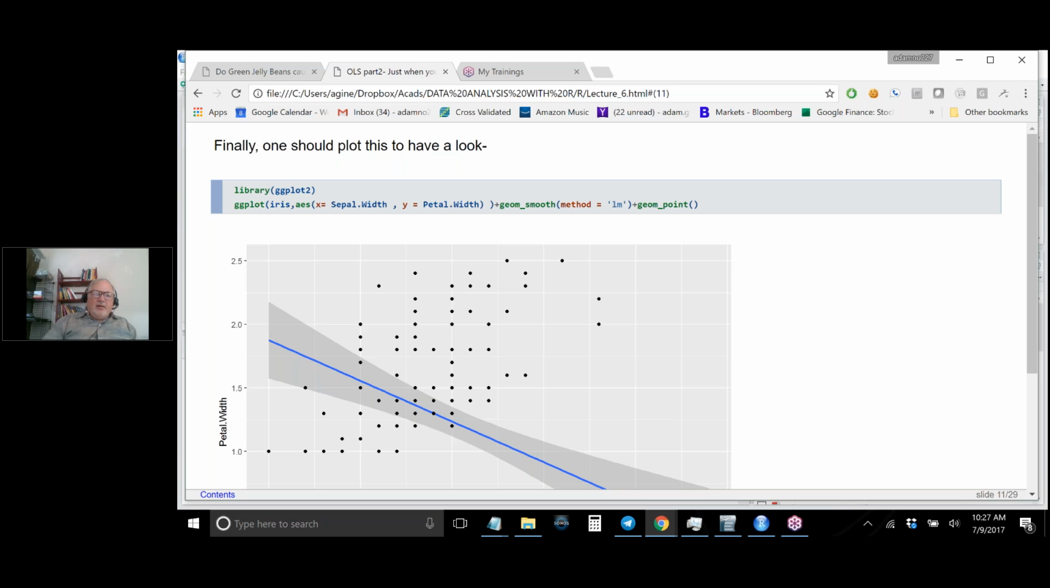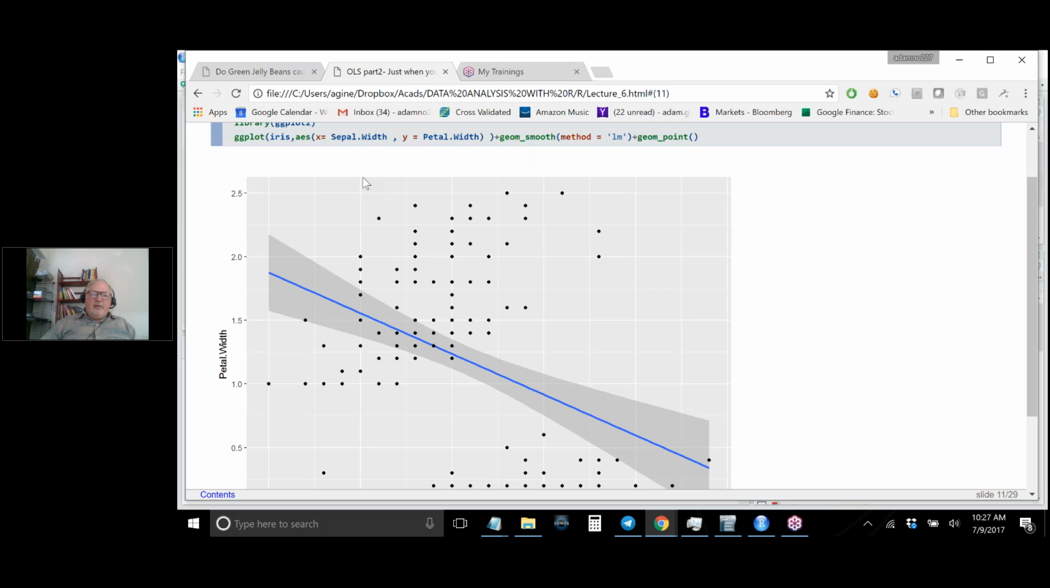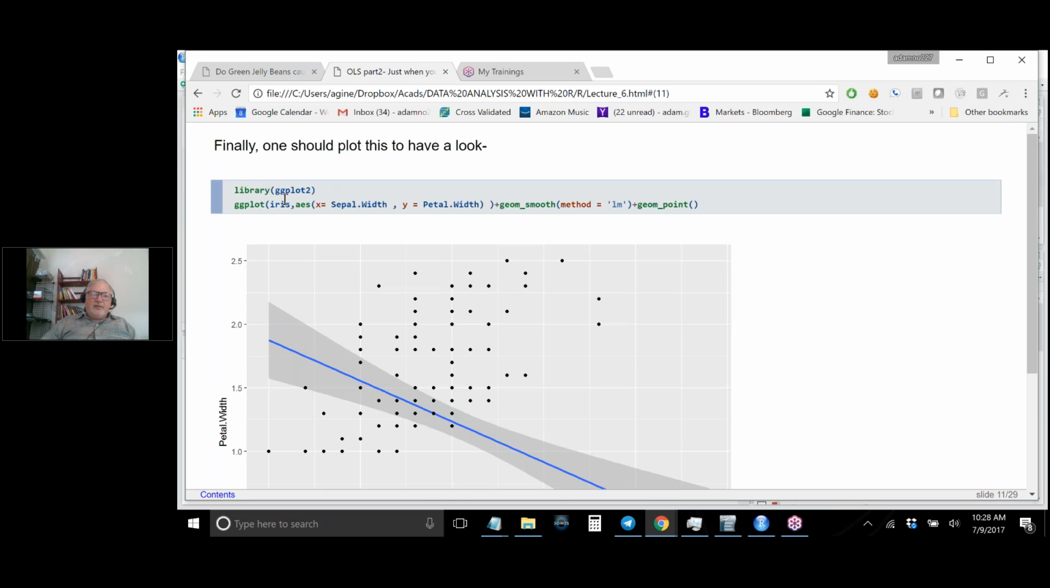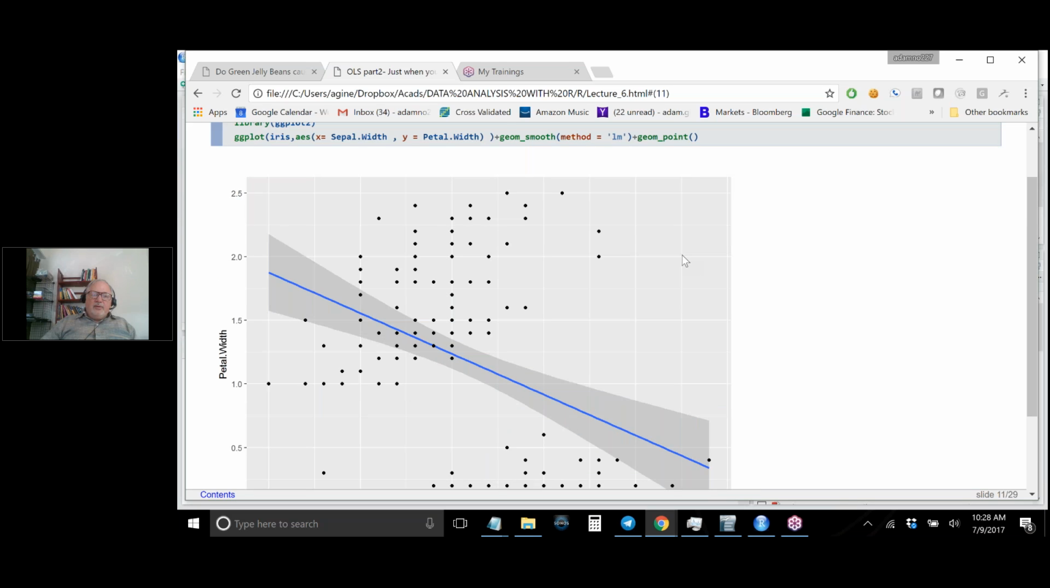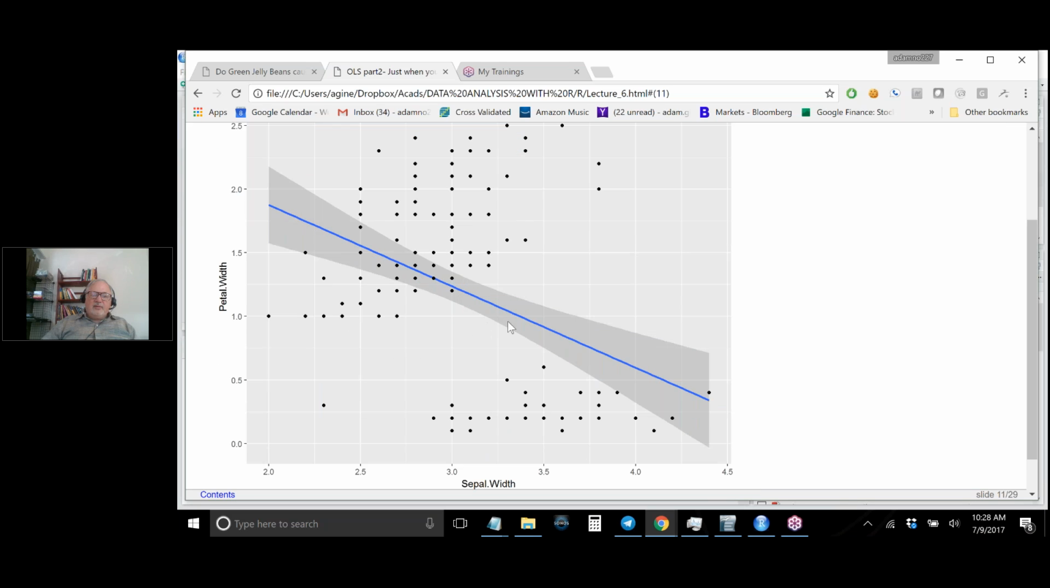One should always have a look at the data, and you can do this by taking a plot. I think once you get into this stuff, ggplot is much easier. So I load ggplot, and I tell ggplot that my data is iris, and I'm going to use x to be the sepal length and y to be petal width. I want to predict petal width from sepal length. And then in addition, I want to get the least squares line, print it, and then I want to see where the actual data points are. And we do this, and this is the model we got.